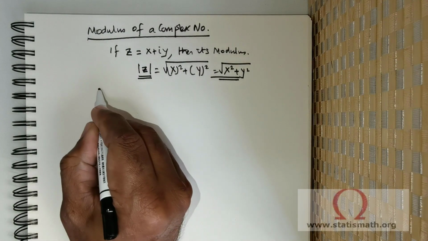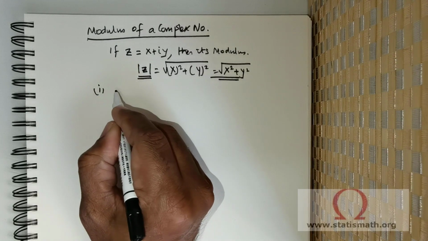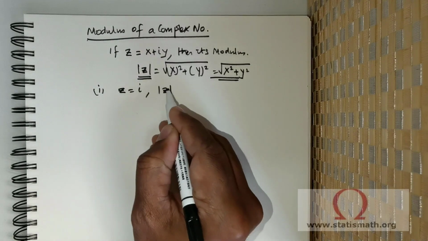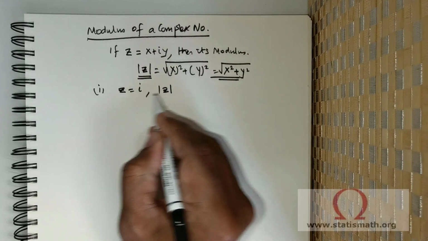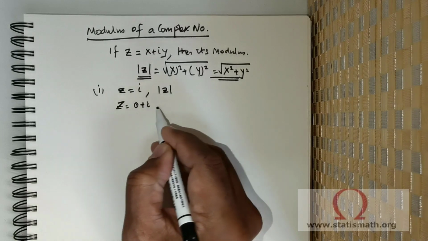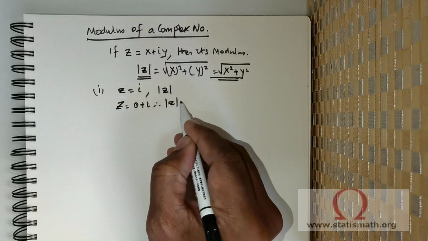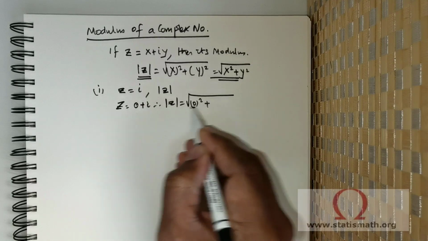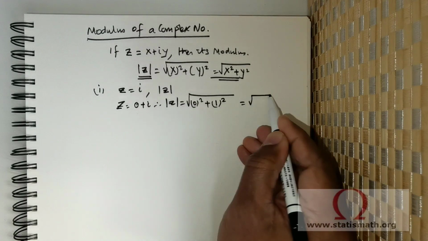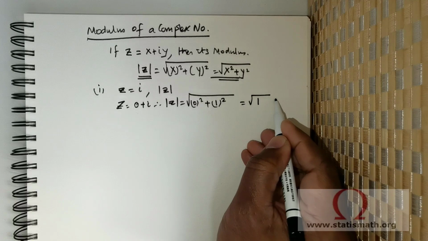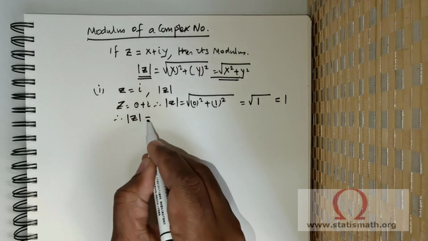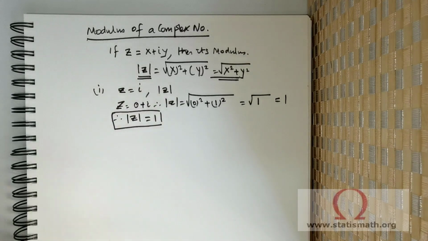Now let us do some questions. So we are given a few questions. The first one is, say z is equal to i, then we are expected to find the modulus of z. Now z is equal to i, which means z is equal to 0 + i. So the modulus of z is equal to root of 0 squared + the coefficient of i, which is 1, squared. This is equal to root of 0 + 1, which is 1. So the modulus of z when it is equal to i is 1. This is the answer to the question.